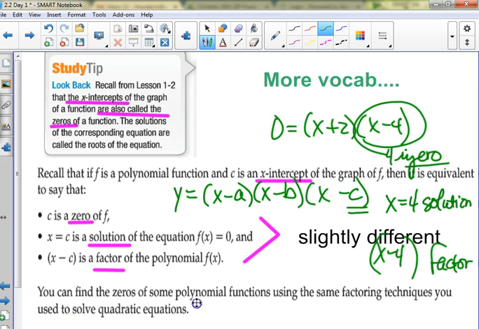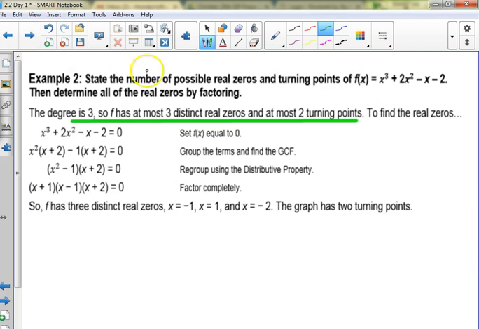All right, you can find the zeros of some polynomial functions using the same factoring techniques. Oh, we've been warming up on this for a week. All right, so here's one. X cubed plus 2x squared minus x minus 2. What degree is it?